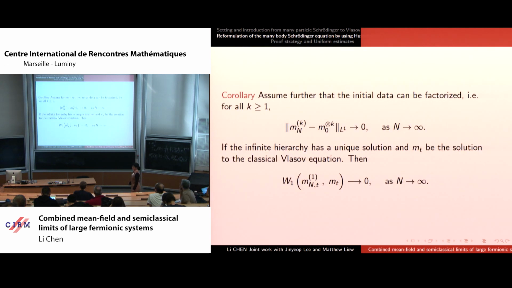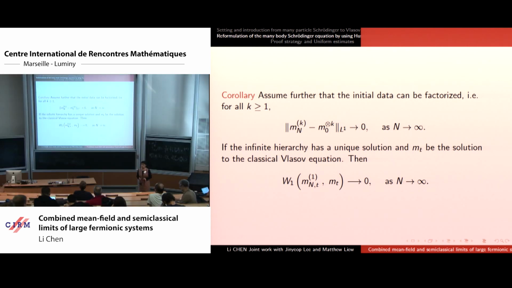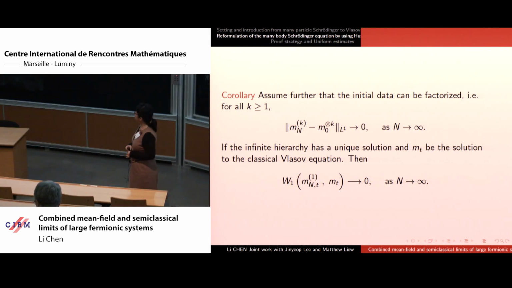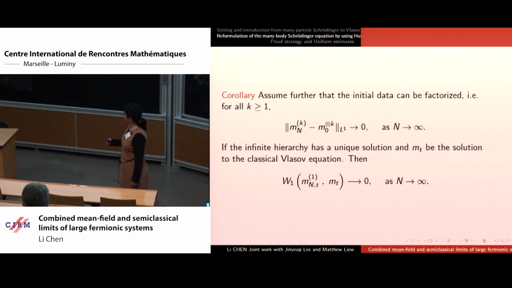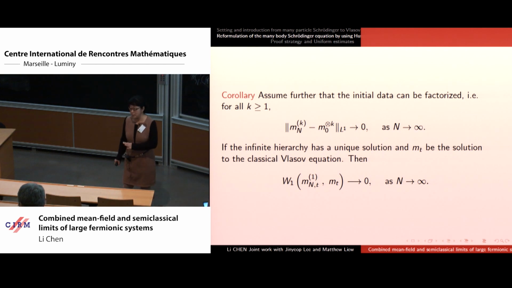And I list it as a corollary here. Also, as I said, if you assume that additionally this initial Husimi measure can be approximately factorized, and if you assume that the infinite hierarchy has a unique solution in the sense of distribution, why we wrote it like this: this must be true, but we have not found an appropriate reference to cite, and it's not the main target of this work, so we write it like this. Maybe some of you could tell me.